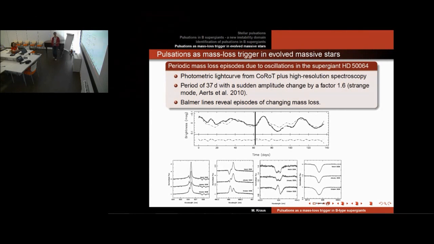So they suggested that maybe this star may be undergoing strange mode pulsations, and from the variability, especially in the Balmer lines, that are also strong indicators for wind, they suggest that the wind is sort of triggered by this strange mode pulsation, or by this jump here in the photometric data that they saw.